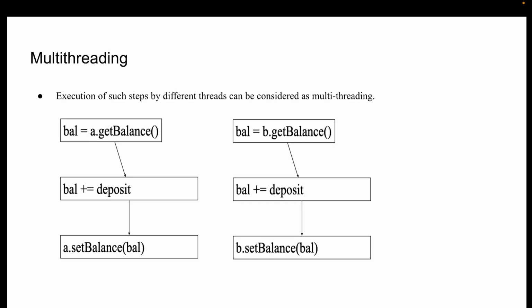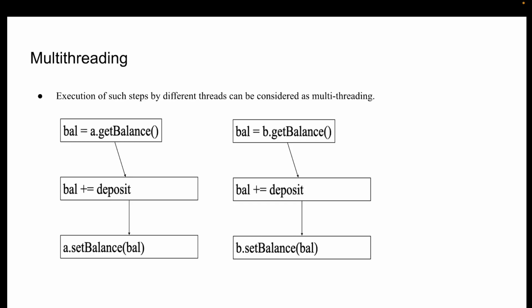Let's say one thread is getting the balance, depositing and setting the balance, and the other thread is also doing the same thing. The action of one of the threads should not affect the other thread. That is achieved by synchronization of threads. We'll go over that as well. But the action of one of the threads should not affect the other.